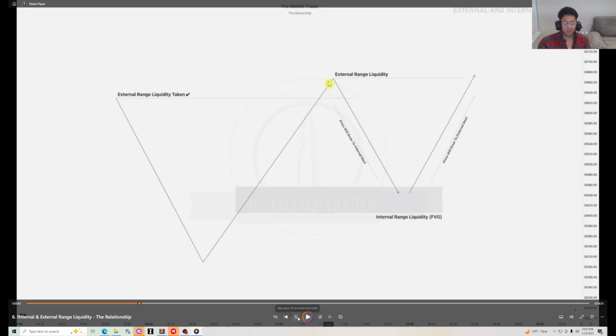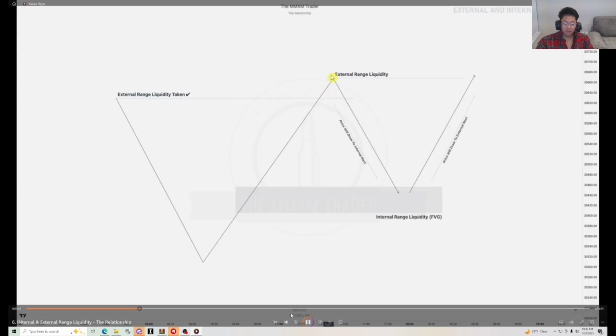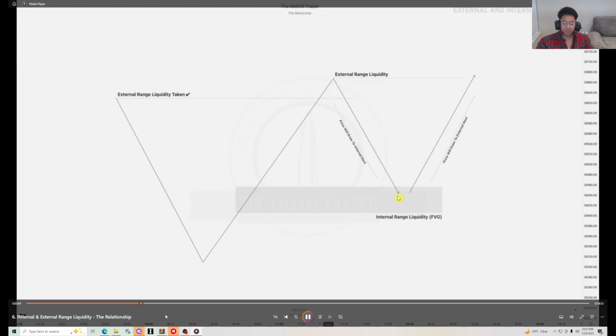So basically, when external range liquidity is taken, boom, you wait patiently for the setup. When price gets into the fair value gap, that's when you want to see if it's going to reject the fair value gap, if it's going to push past it, or if it's going to go down. Based on price action, you'll see, and then it could either shoot up or shoot down. Then price moves back into that fair value gap after taking out external range liquidity, right? And when we hit that internal range, we want to go for external again.